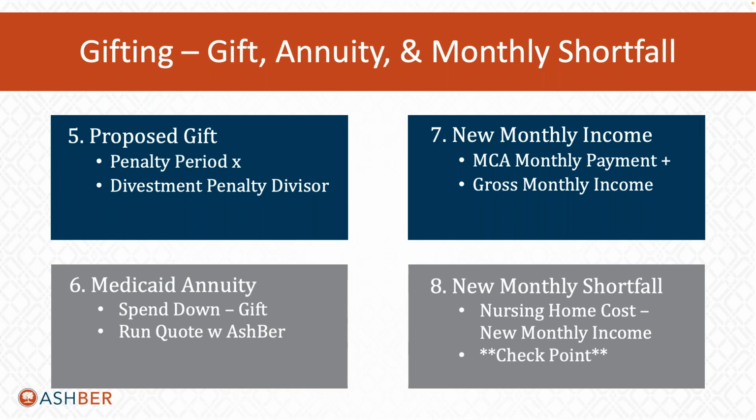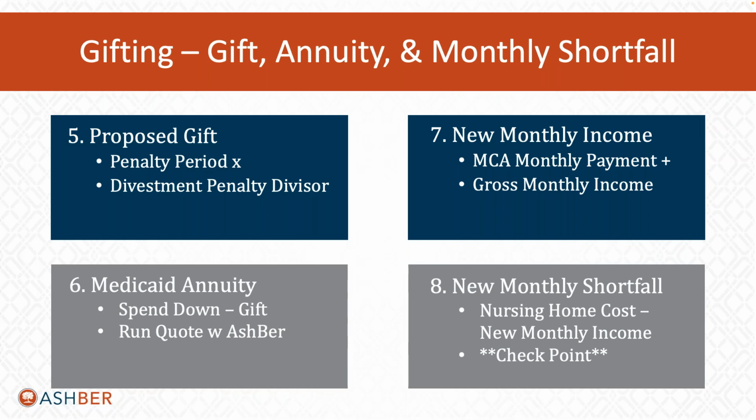calculation of the Medicaid annuity. So we'll see here where the annuity sort of comes into play. Steps 6 through 10 essentially are going to show you where the annuity really comes into play in this type of plan. So the annuity is simply done by taking the spend down less the gift. So once we establish our spend down in step 3, we realize that the spend down is going to consist of the gift and the annuity and nothing else.